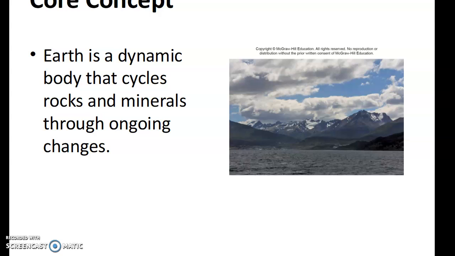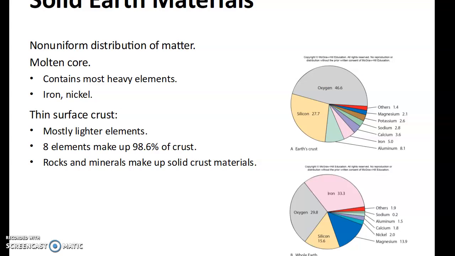Now the core idea here is that Earth is a dynamic body that cycles rocks and minerals through ongoing changes. And we in the Ozarks are very lucky. We have a preponderance of rocks here. The solid Earth materials have a non-uniform distribution of matter. We have a molten core, but then we have a fairly thin surface crust. The molten core is mostly iron and nickel, and it contains most heavy elements.